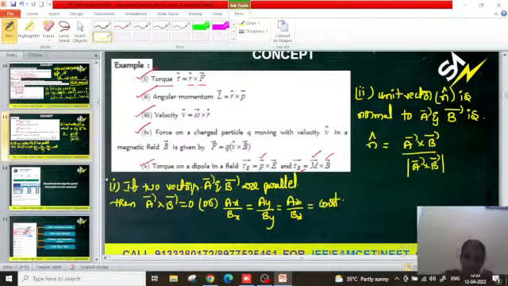So keep in mind these points in the properties of vector product or cross product. The cross product of any two vectors gives a vector quantity. So here displacement and force are the two vectors. Their cross product is a torque, which is a vector quantity. Now all these, torque, angular momentum, velocity, all are vector quantities.